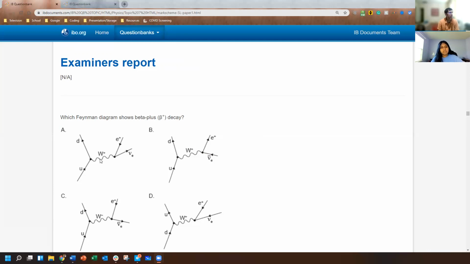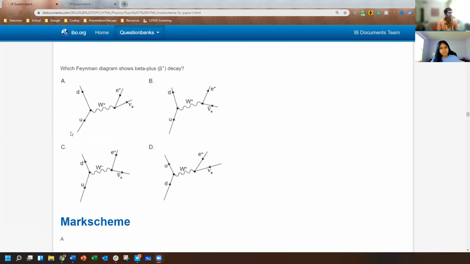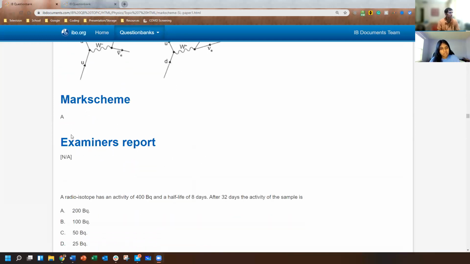It has to be a W plus. And then the positron has to go in this direction, right? Positron can't go in that direction. So I think the answer is A then. Yeah. Also, B has a positron and an antineutrino. It's A. Okay, good.